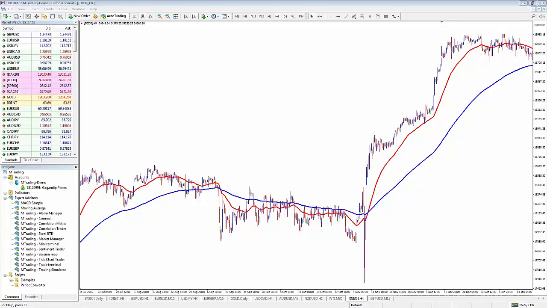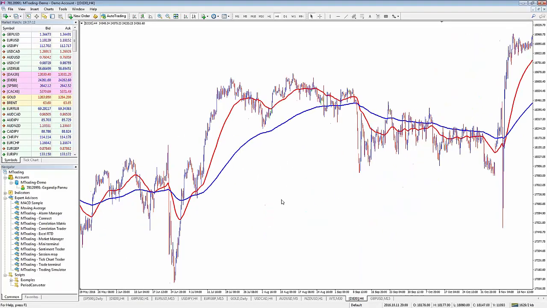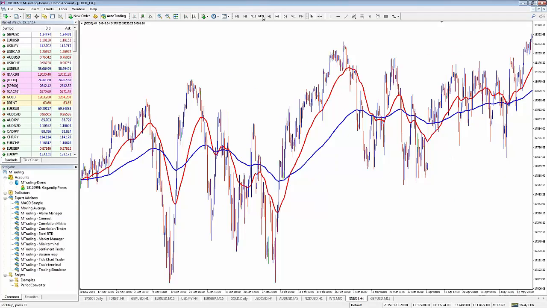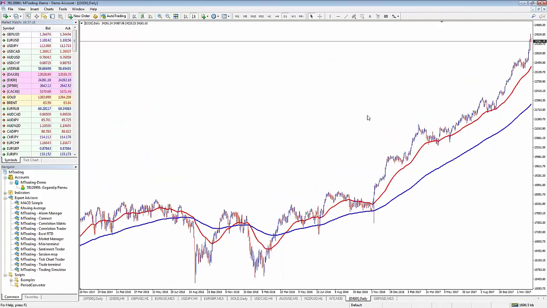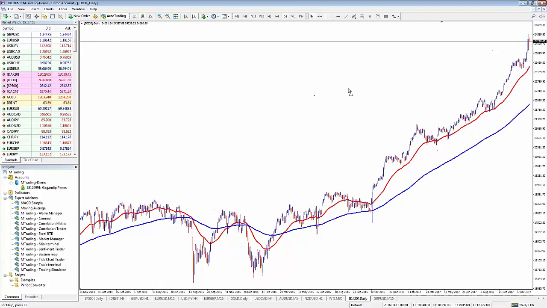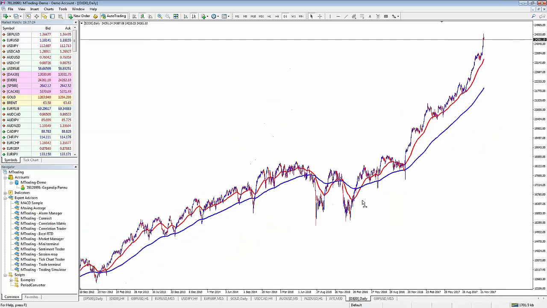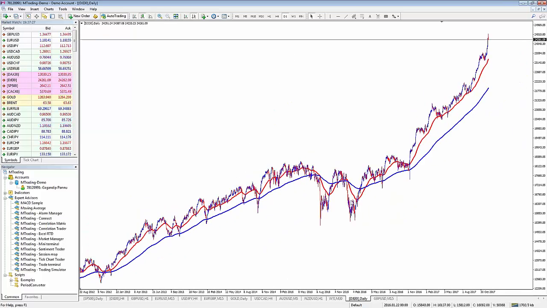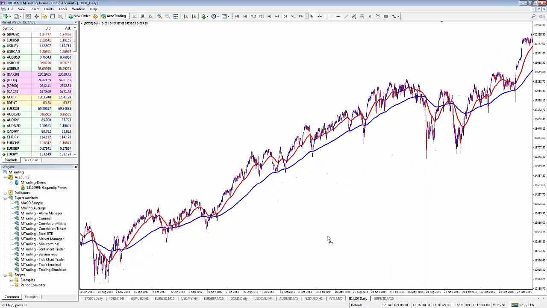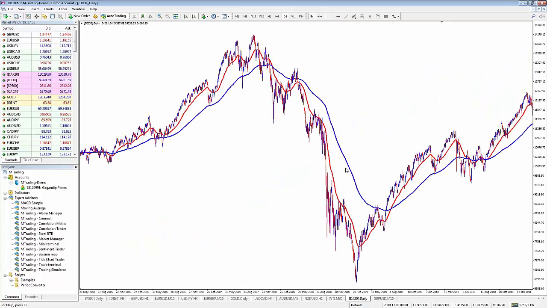Okay, the way to use it generally is, if I scroll through, let's move to a slightly higher time frame. So I'll go to a daily time frame on the Dow Jones, the US 30, and we're going to scroll back and zoom out slightly. The idea is you're looking for the crossover to take place. We're always looking for a bullish crossover or a bearish crossover.